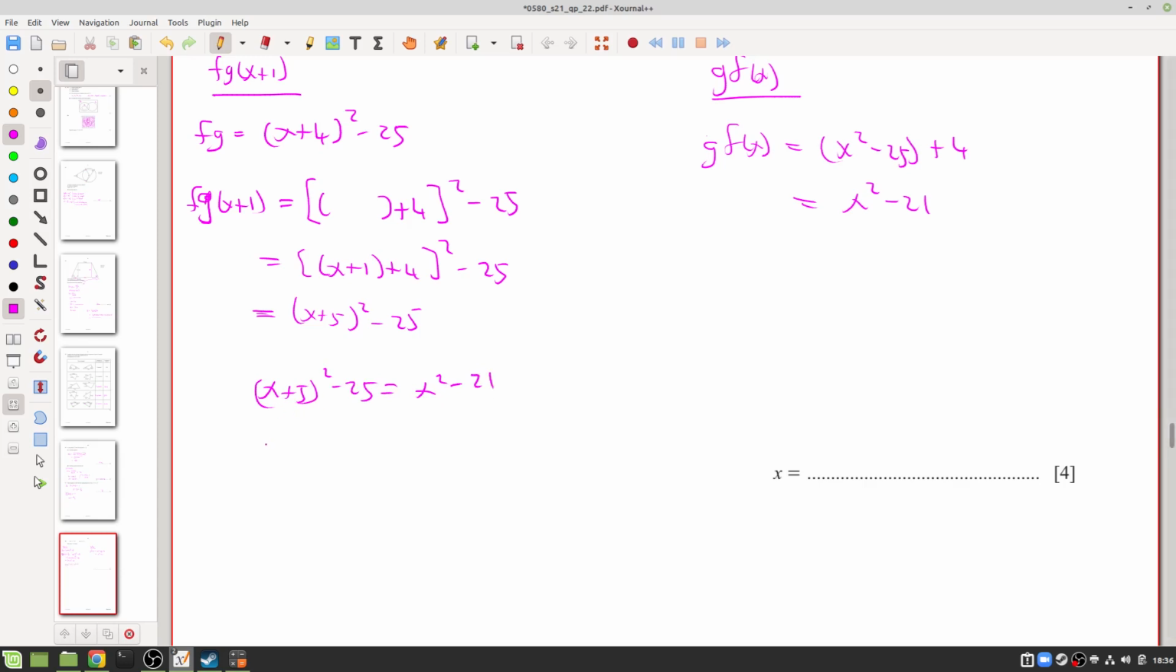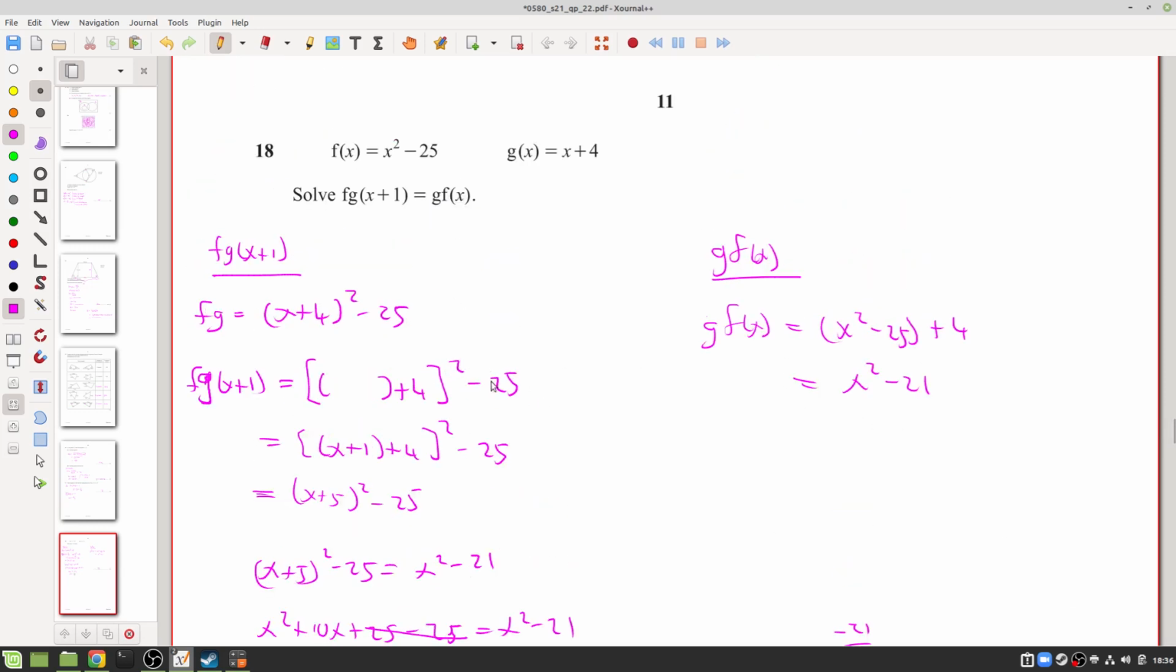Okay, let's multiply this out. So that's going to give us x squared plus 10x plus 25 minus 25 equals x squared minus 21. Let's get everything to one side equal to 0. So x squared minus x squared will cancel out. Here we've got 10x, and that's all the x's. Then the numbers on the other side, negative 21, the 25 and the 25 cancel out. So we've got 10x equal to negative 21, and then x equals negative 21 over 10.